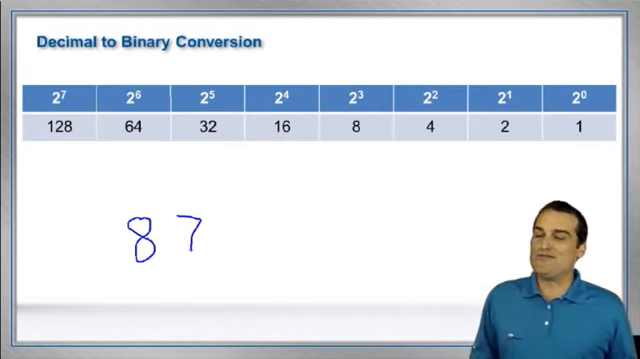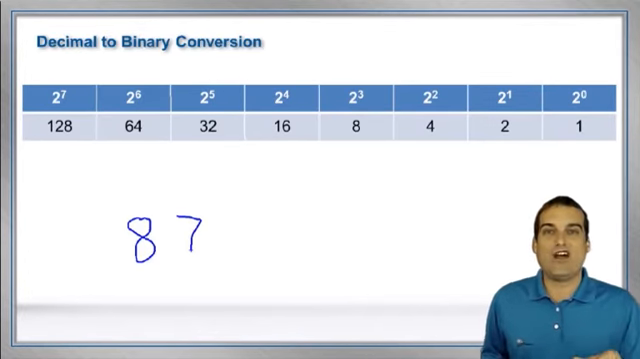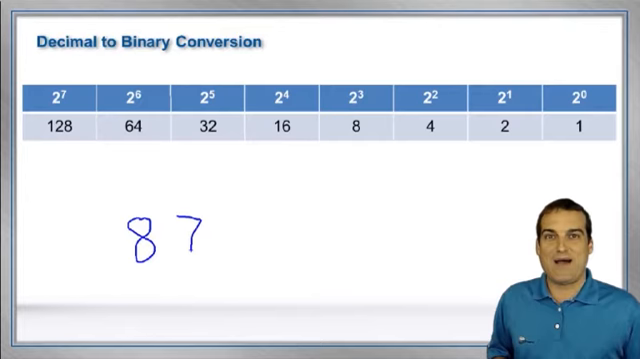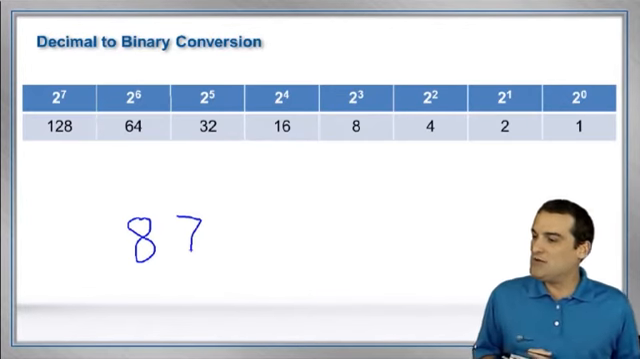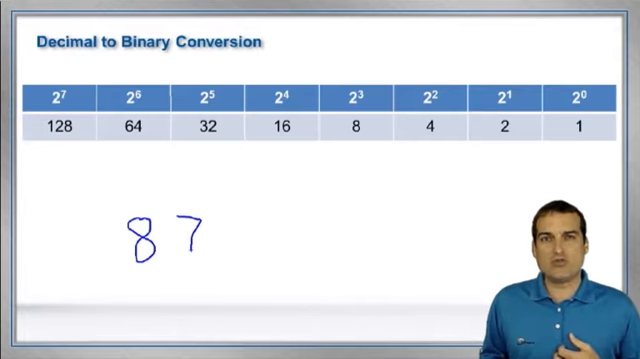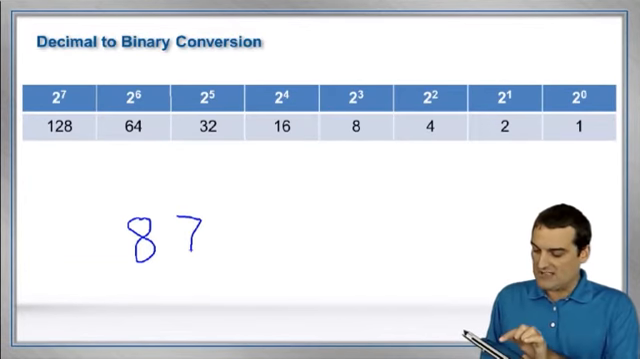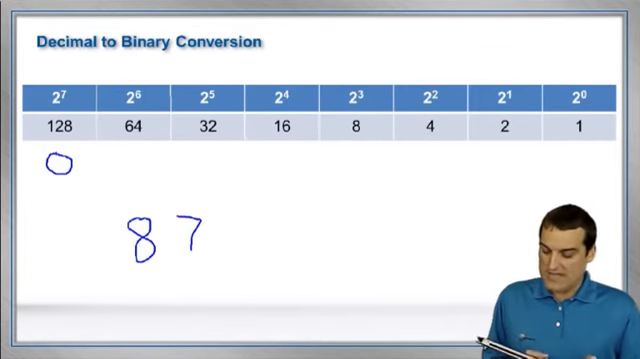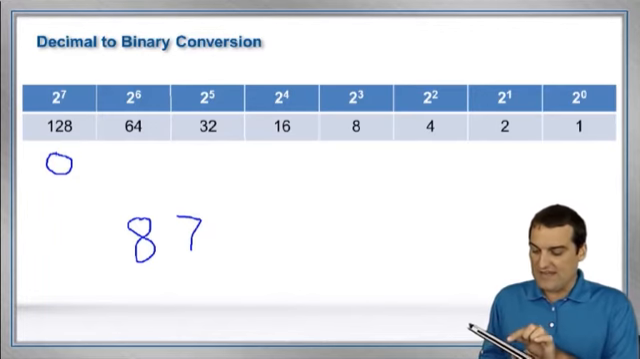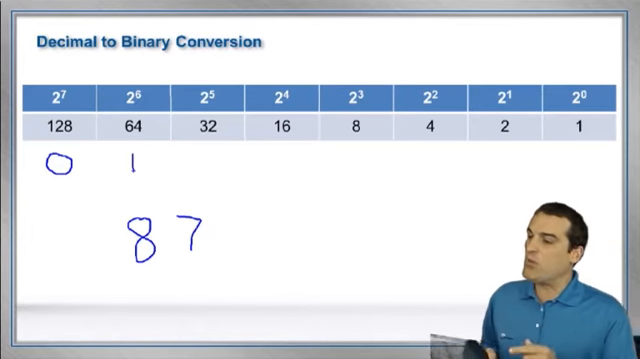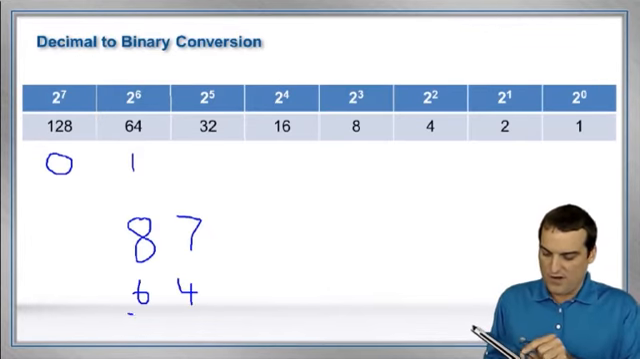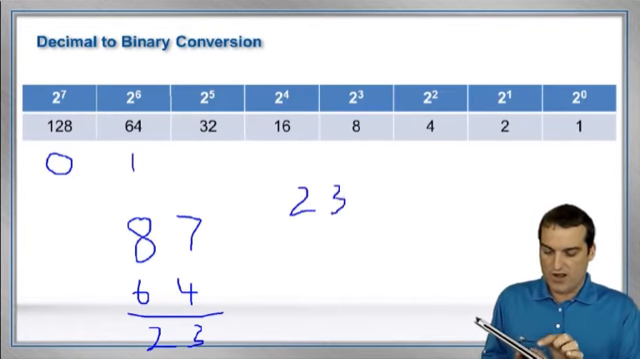Now we need to be able to convert that into the binary that we saw actually makes up our IP addresses. Here's how easy it is to do, folks. It's all about subtraction. All we do is we say, can we take 128 from 87? And the answer is no, we can't. So we know there's a 0 in that bit position. Can we take 64 from 87? The answer is yes, so we place a 1 in that particular bit position, and then we subtract our 64 from 87. We get 23.